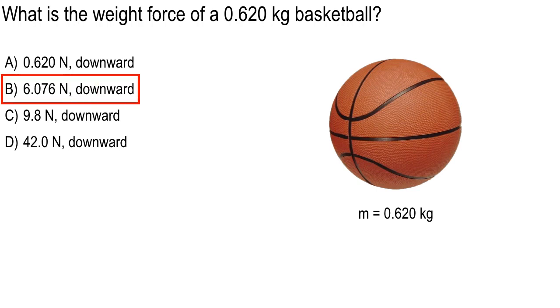6.076, and it looks like 93% of you got that one. All right, so that's pretty boring. In other words, you guys know it. You've learned something. And just as I was saying, in the metric system, it's easy to get a weight force because g is approximately 10. So whatever the mass is, just multiply that by 10. So 0.62 times 10 is about 6.2 or so, and the only thing close to that is B.